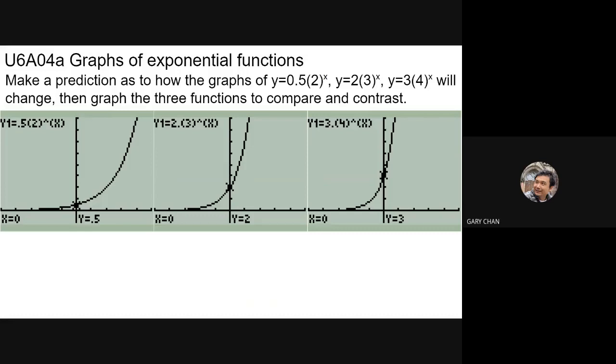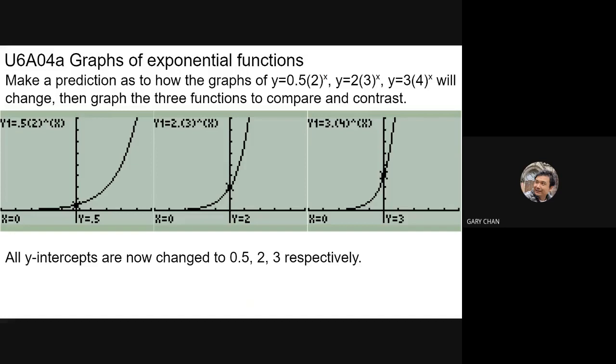Keep in mind, those numbers out in front do cause vertical stretch and compression, just as I had shown you in prior units. However, the emphasis here is that the y-intercepts now are 0.5, 2, and 3, respectively. Now, why are the y-intercepts 0.5, 2, and 3?